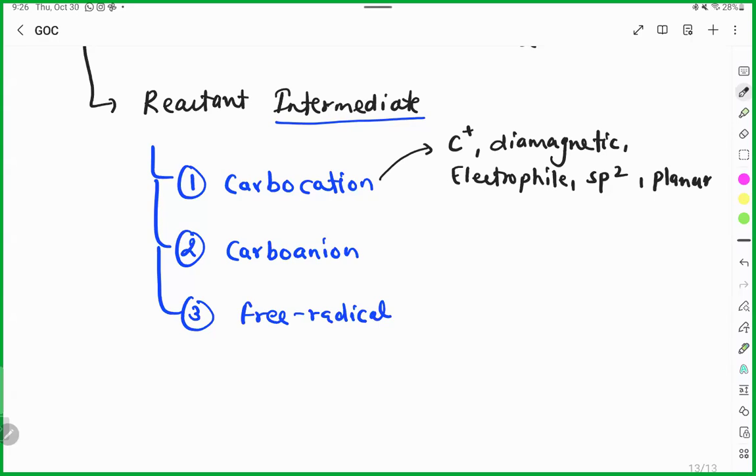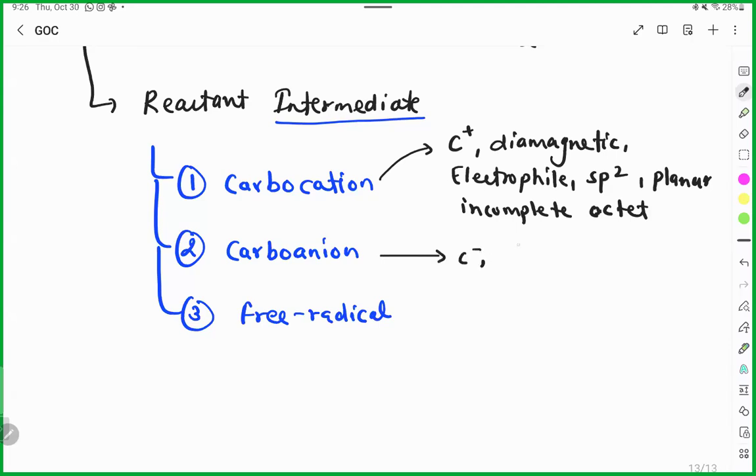Carbocations are the molecules that have positive charge on the carbon. They have incomplete octet. It means there will be six electrons, incomplete octet. So they are diamagnetic because electrons are present in pairs. Because of the positive charge, also electrophile. sp2 hybridization, and because of that it is planar, and they have incomplete octet because of the electron deficient nature. Correct.